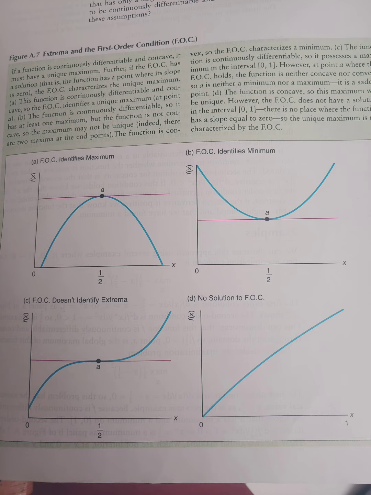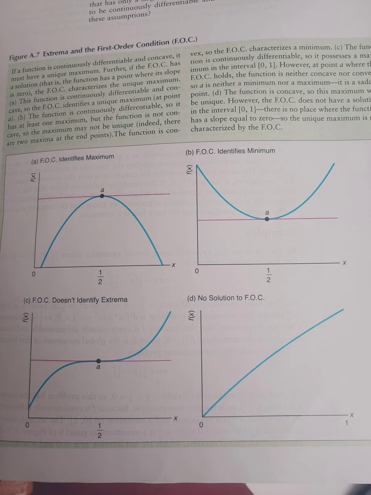Figure A.7 illustrates that the slope of the graph at every interior local minimum or maximum is 0. Because derivatives can be thought of as the slope of a function, one way to find all the interior local extrema of a continuously differentiable function is to find where the partial derivatives of the function equal 0.